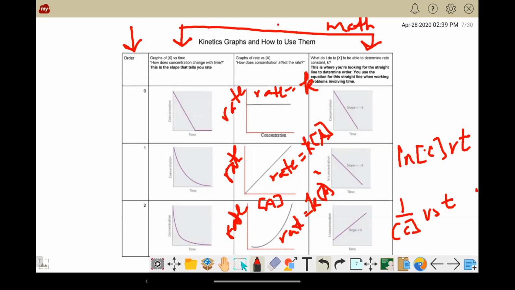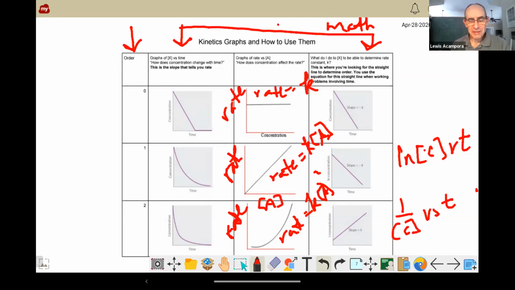You just have to know that natural log of concentration versus time being linear tells me first order kinetics. Reciprocal of concentration versus time being linear tells me second order kinetics. And if it's a straight line without manipulating anything, it's 0 order kinetics. Who wants to ask a question about that?